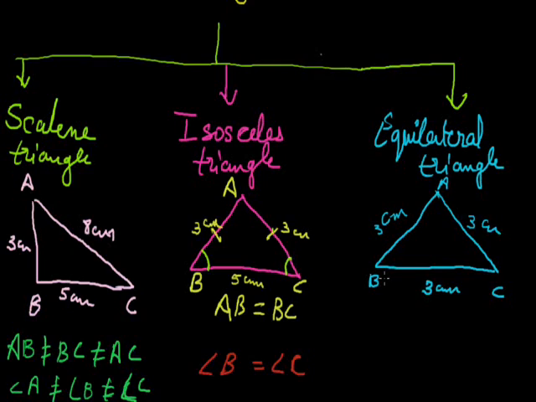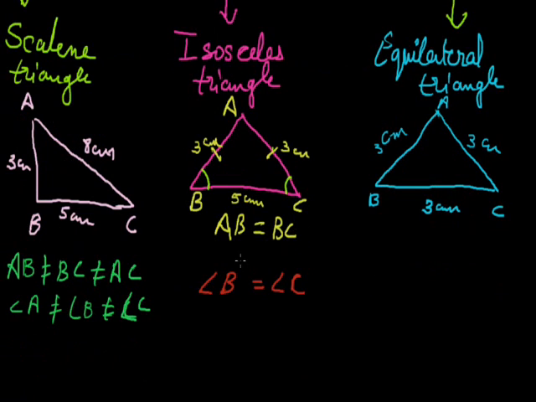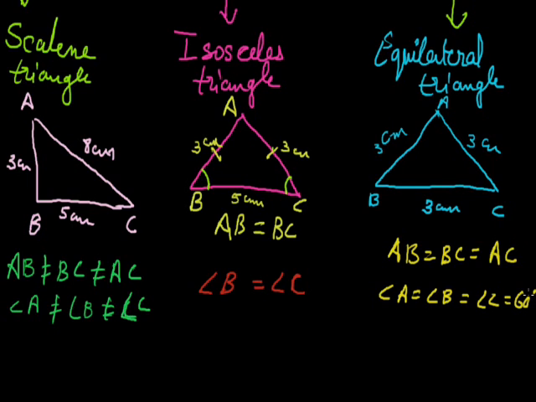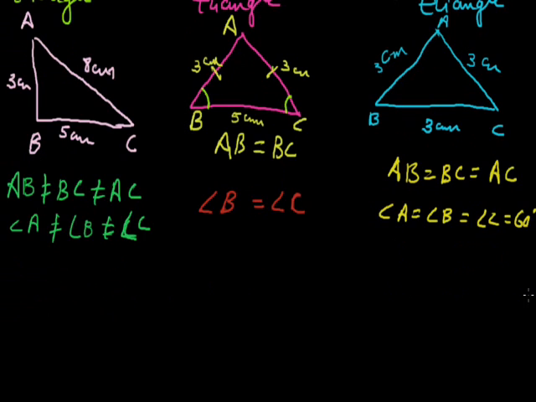Now in an isosceles triangle we had two sides equal, therefore the angles opposite to these two sides were also equal. Here we have all the three sides equal, therefore angles opposite to all these three sides will be equal, and each angle will be equal to 60 degrees. Here AB equals BC equals AC. Also angle A equals angle B equals angle C, and that is equal to 60 degrees. This was the classification on the basis of sides.